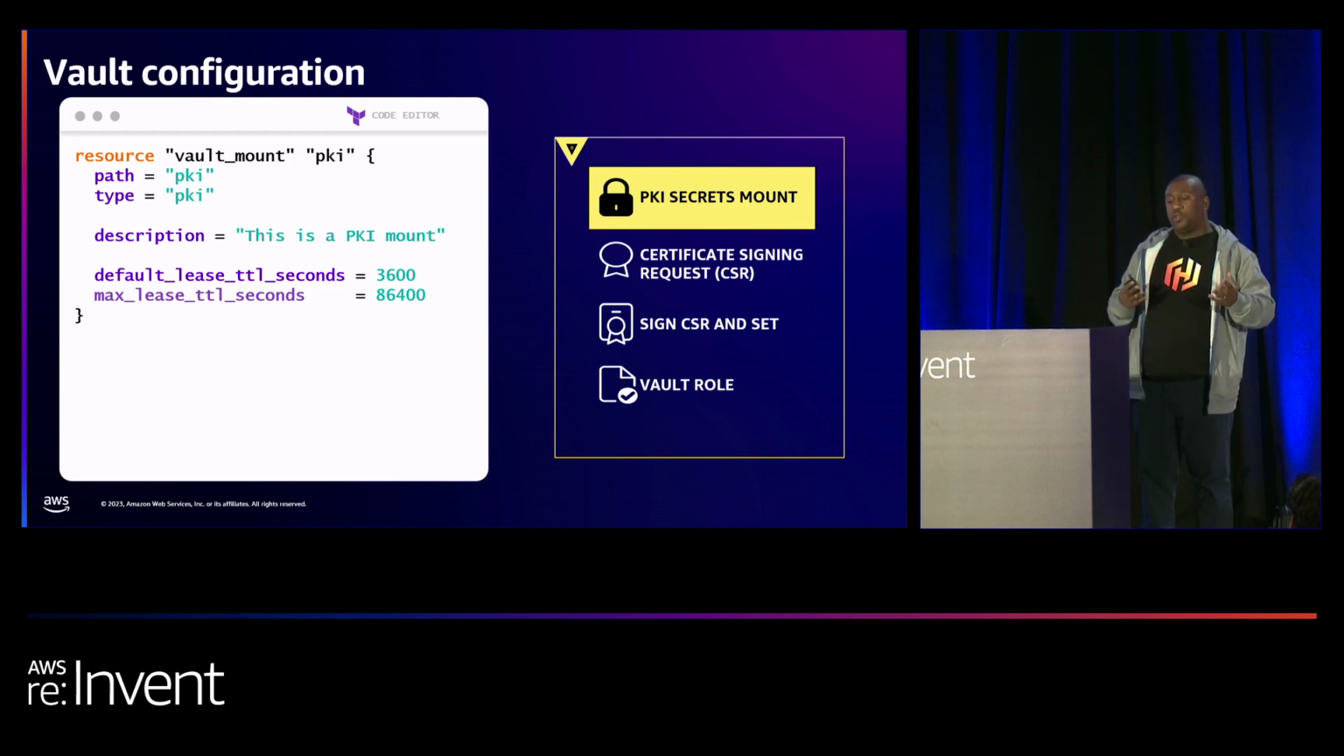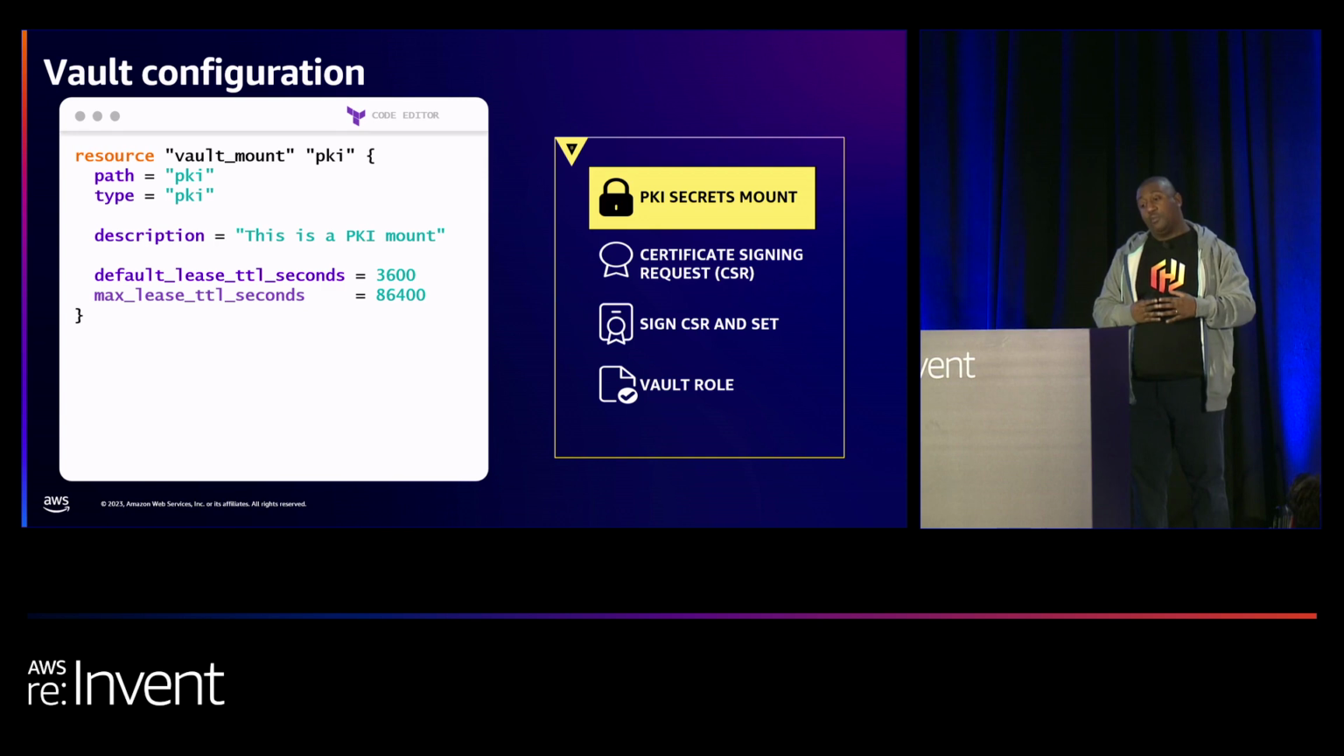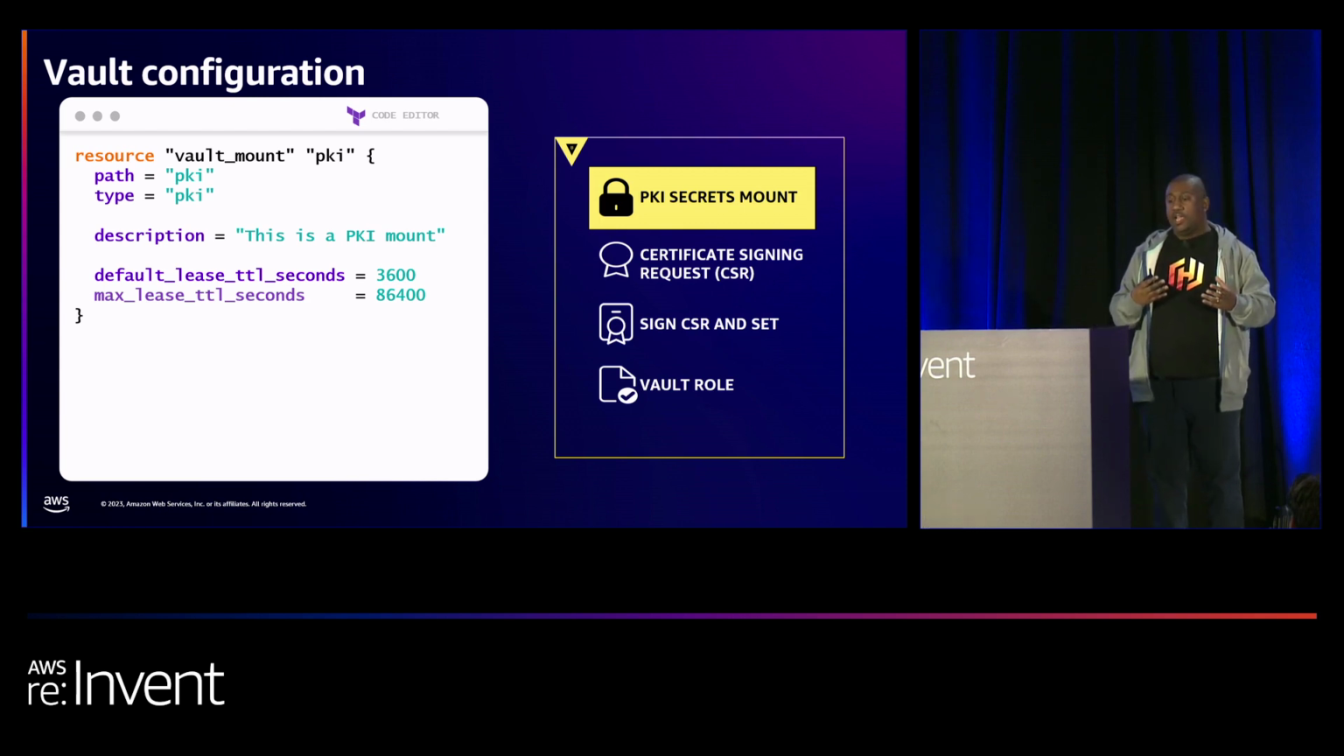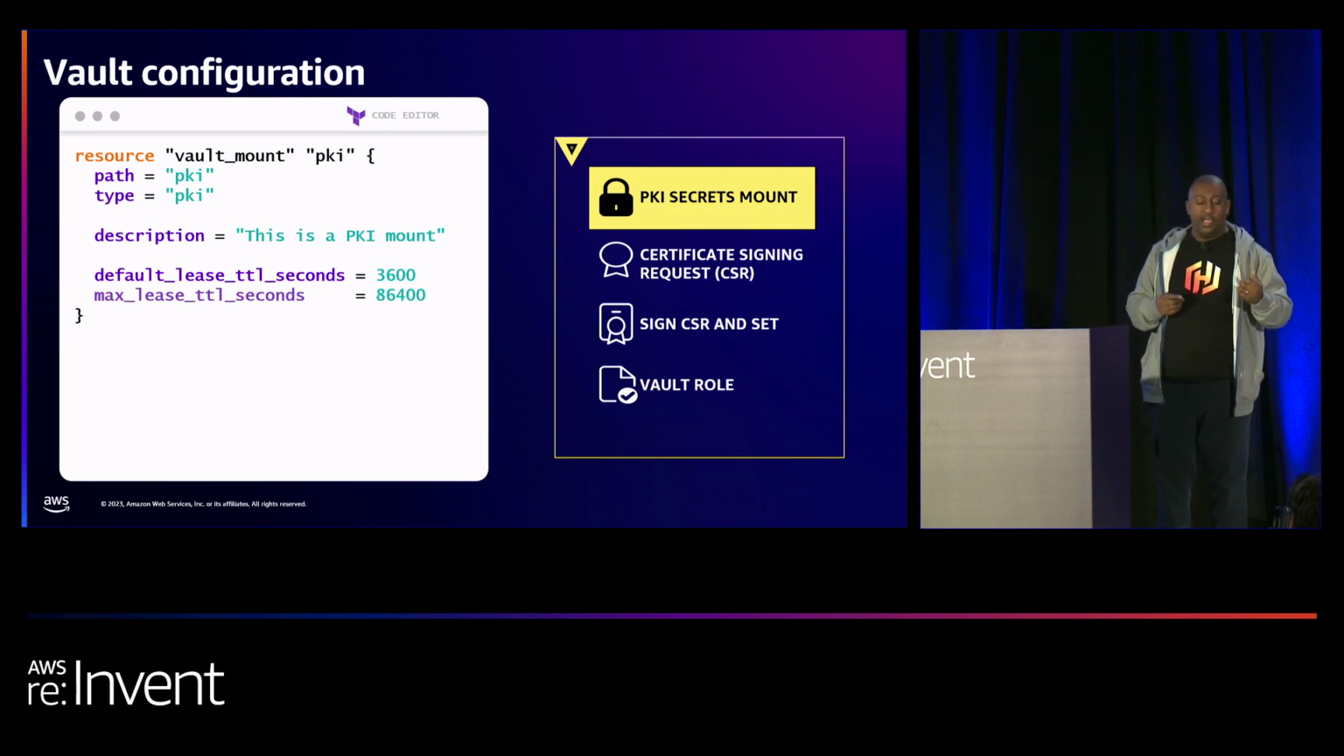Then we have some optional things that we can do. So we can put an optional description there. This is a PKI mount, is what I've put. And then you have some lease information. So in Vault, how it issues secrets is via leasing. If you have a short-lived secret, let's just say an AWS credential that it generates on demand, that will have a time to live associated with it. And then when that time to live expires, Vault will go in and revoke that credential.